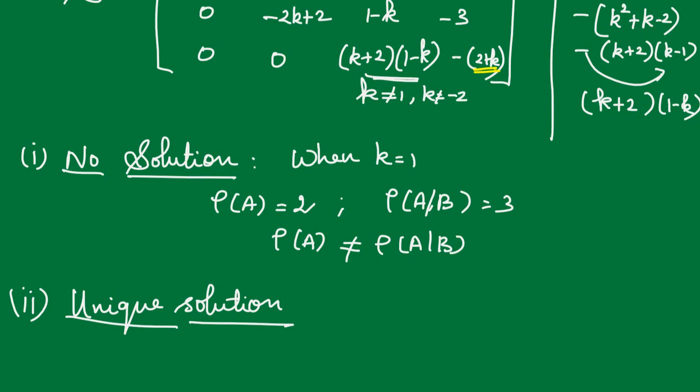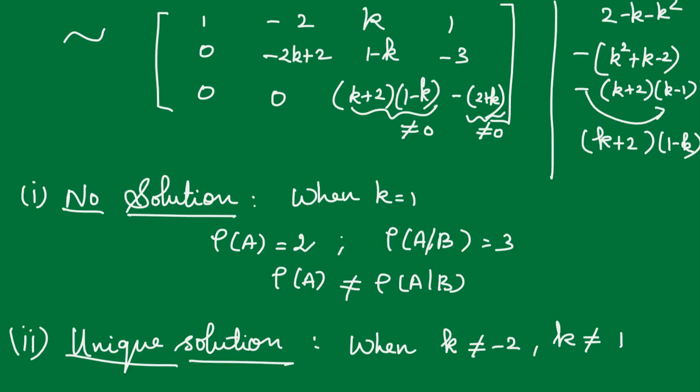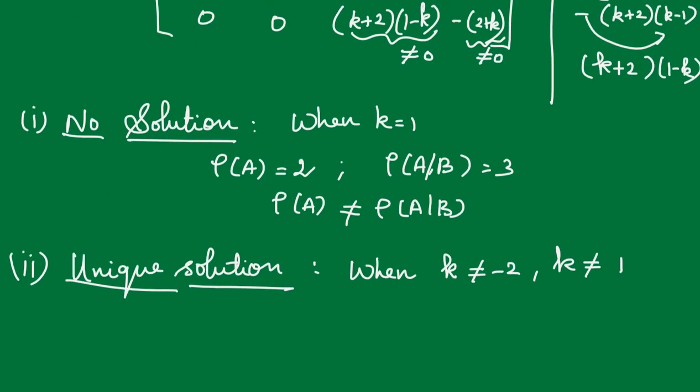When we take k equal to minus 2, this element becomes 0, this element also becomes 0. Next, this is important, when k is not equal to 1 and k is not equal to minus 2, we get the rank of A and AB to be the same. Rank of AB is equal to 3, and therefore we get the unique solution.